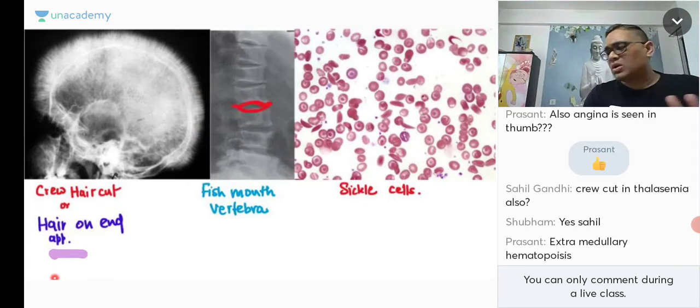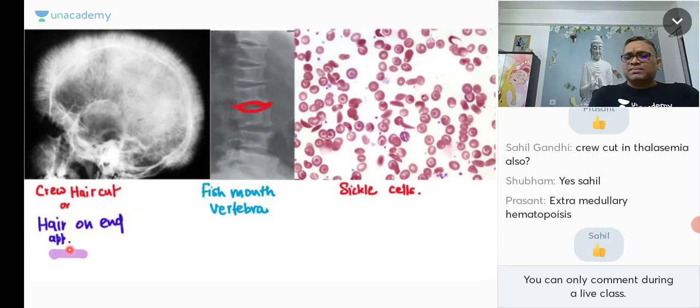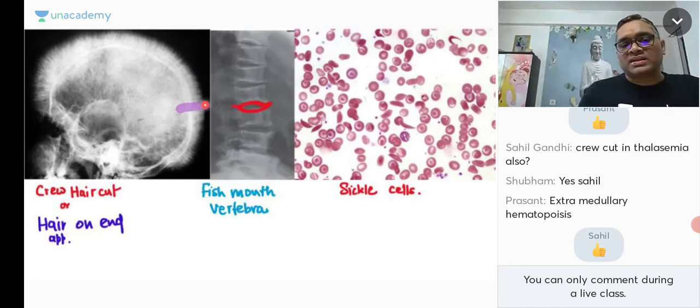So hair on end appearance is not diagnostic. It is very characteristic and it will be seen in many of the hemolytic anemias. This is an example of extramedullary hematopoiesis, you can say, because hemolysis is going on. Because of the hemolysis, that will activate bone marrow, and because of bone marrow activation, more erythropoiesis and more bone will be formed, and that is why perpendicular striations of the bone are seen, and these are all bony spicules.